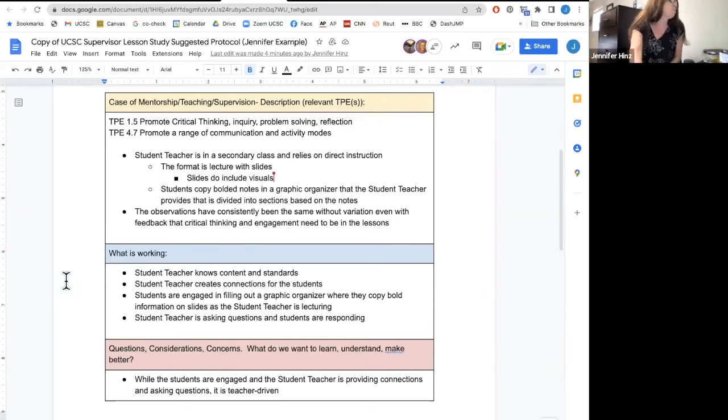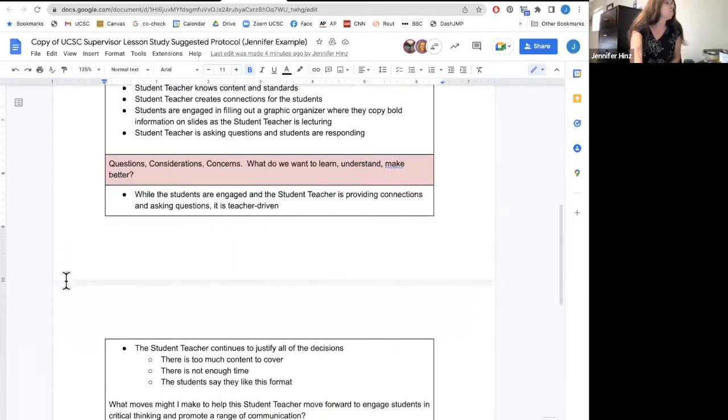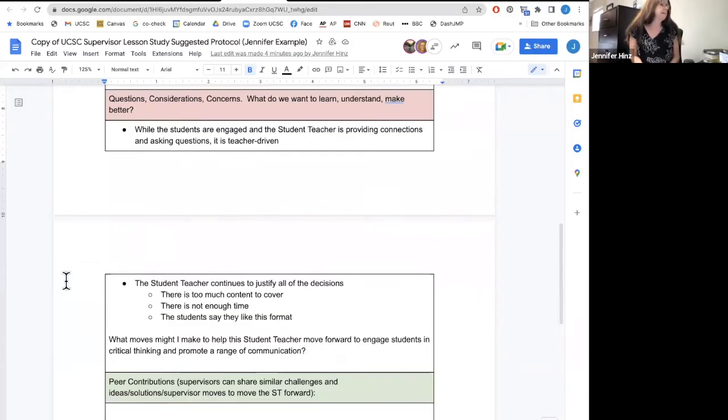But in regards to my questions, considerations and concerns, while the students are engaged and the student teacher is providing connections and asking questions, they're very teacher driven. What I see is that the student teacher will ask a question, the student responds, the teacher will ask another question, the student will respond, or it's a choral response. And the information is definitely right on the slide. So that's what's been happening.